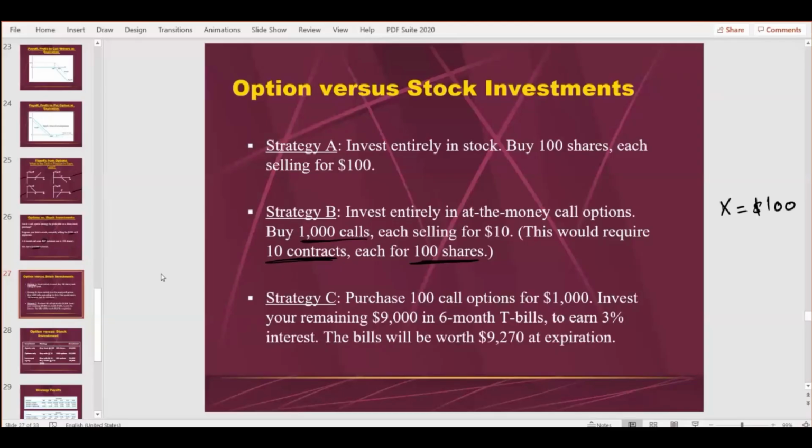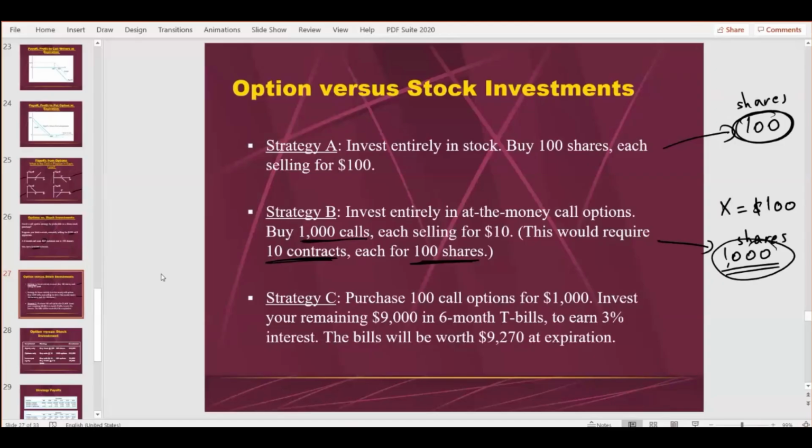So as you can see from the beginning, here the exposure is for the price of 100 shares. Here, the exposure, if the stock price appreciates, is for 1,000 shares. So you can see this built-in leverage. It's 10 times my exposure in strategy A.